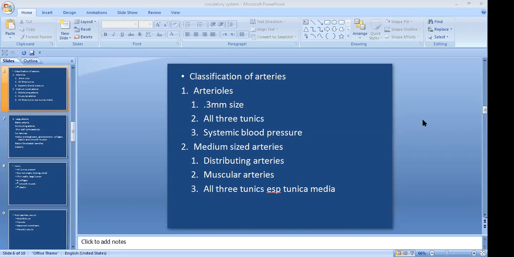Examples of medium-sized arteries are the brachial artery and femoral artery. The most important point in medium-sized arteries is that their tunica media is very much developed. This is very important.